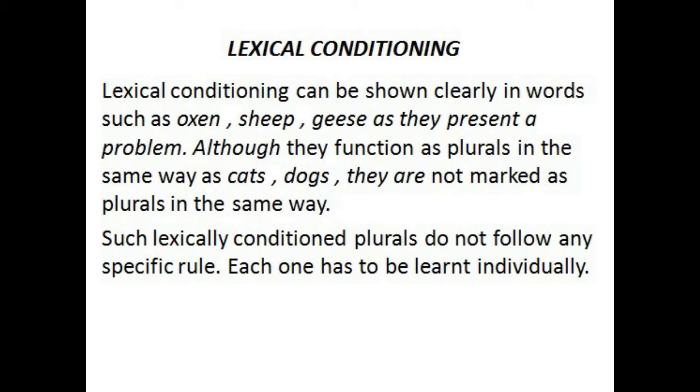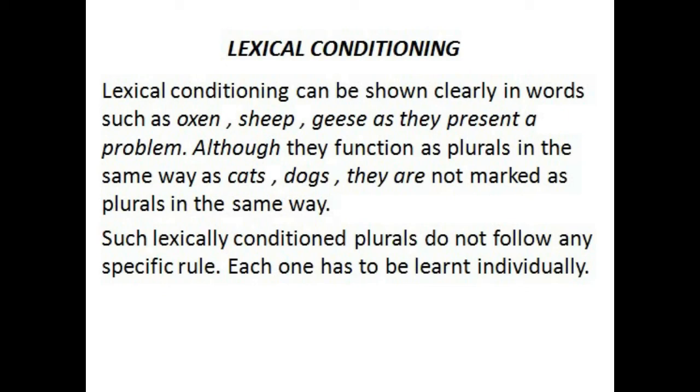Let's see the lexical conditioning. Lexical conditioning can be shown clearly in words such as oxen, sheep, and geese, as they present a problem. Although they function as plurals in the same way as cats and dogs, they are not marked as plurals in the same way. Such lexically conditioned plurals do not follow any specific rule, so each one has to be learned individually.